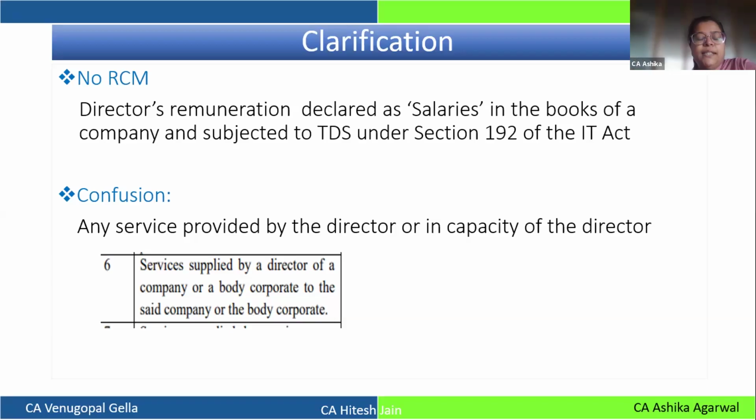Now, if we see over here, Schedule 3, employer-employee relationship is specifically excluded. However, just because in the RCM notification, any service from director is mentioned, even though there exists an employer-employee relationship, the department was demanding RCM liability. However, this is a welcome clarification where they said if you have disclosed and you have deducted TDS under 192, then we will not demand RCM liability. We'll treat it as employer and employee.